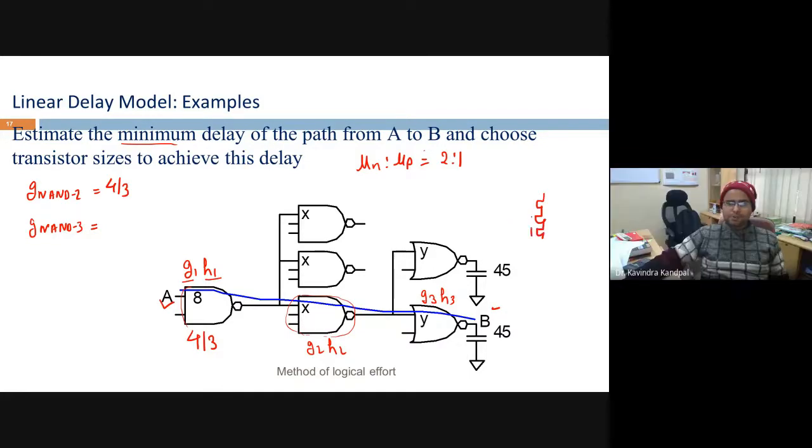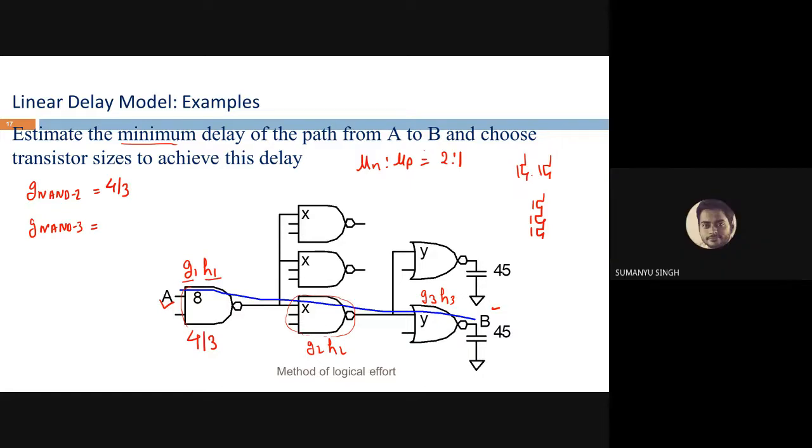Very simple. You just put it here. Na? I can hear the multiple answers. I'm not getting why I'm getting the multiple answers. Yes sir. 5 by 3.